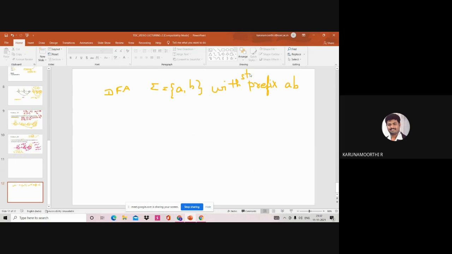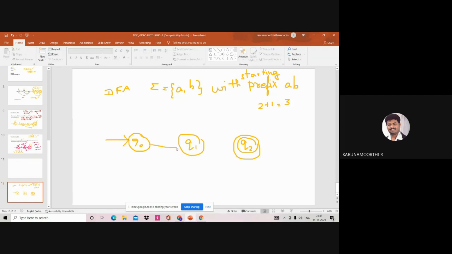So what is the idea to construct the DFA for this problem? First of all, you have to calculate the length of the substring. The substring is AB. So the length of the substring AB is 2. So 2 plus 1, 3. So totally I need 3 states for this automata. So Q0, Q1 and Q2. Just make Q2 the acceptance state. This is my start state.